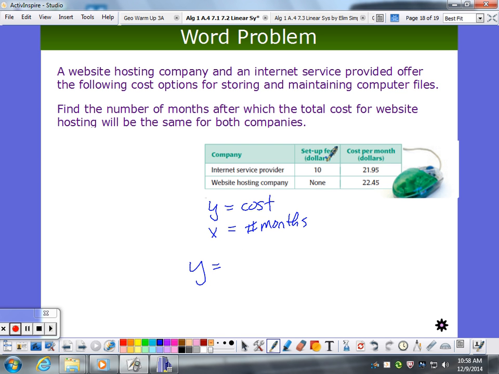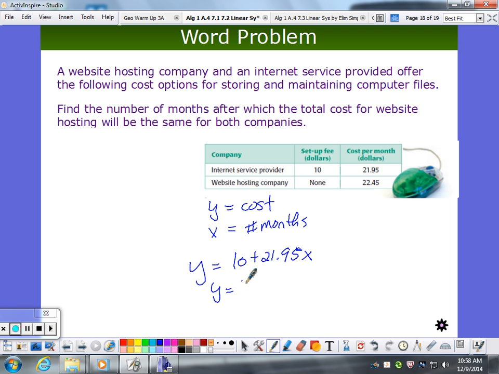Well, let's be careful. Now, how often do you pay the setup fee? Once. And then what's this one? Every month. So be careful where that x goes. Okay, that's this guy. Now, what about this one? You don't charge anything. What about if you put the x in front of it?